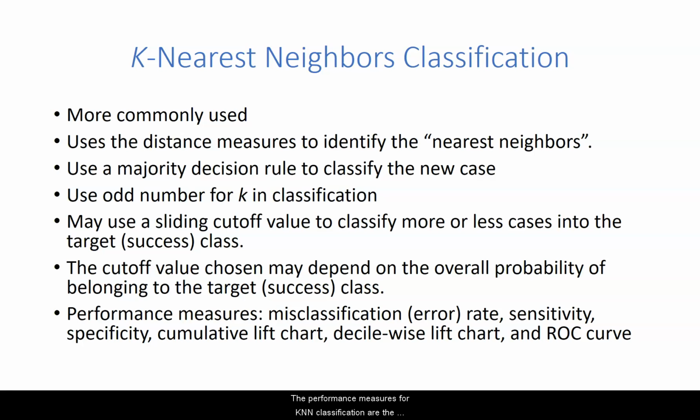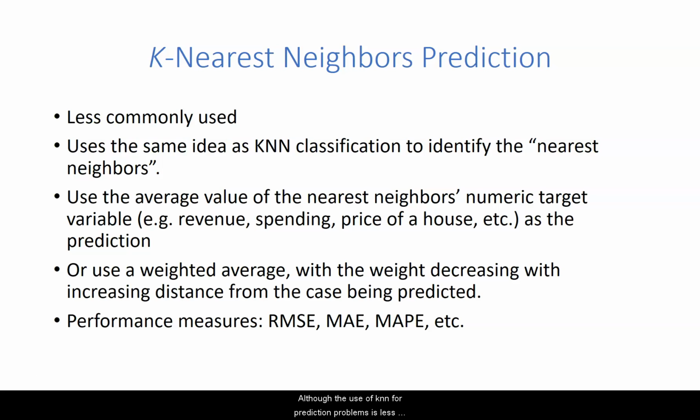The performance measures for KNN classification are the same as other classification problems. Misclassification rate, sensitivity, specificity, cumulative lift chart, decile-wise lift chart, and ROC curve are all useful to determining the model's predicted performance. Although the use of KNN for prediction problems is less common, we'll discuss the concepts behind it here as well. It uses the same similarity measures as in classification problems to identify the nearest neighbors, but it differs in how it evaluates model performance and how to arrive at a prediction.